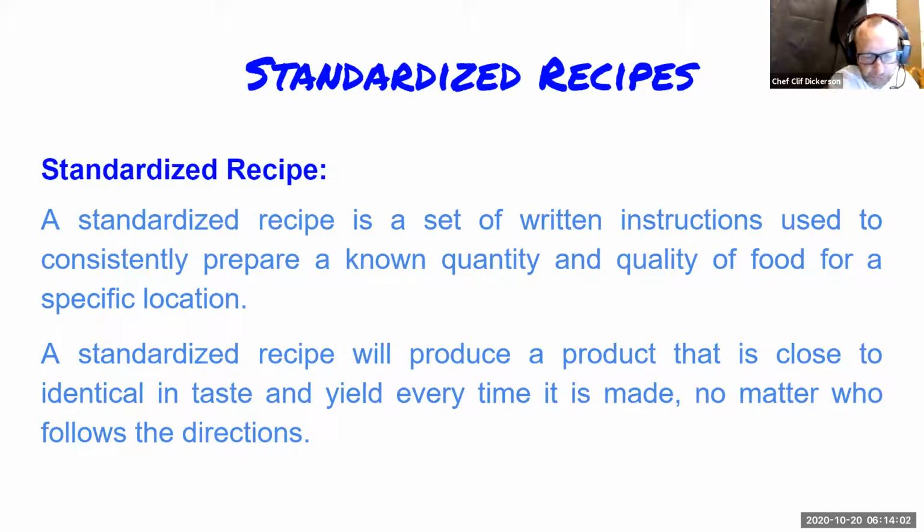If you're cutting up a chicken and you're only using, let's say, the chicken breast, you still have all the other pieces of the chicken, so we need to make sure we know what we do with that. So a standardized recipe is a set of instructions that gives you a step-by-step process on how to make a product.